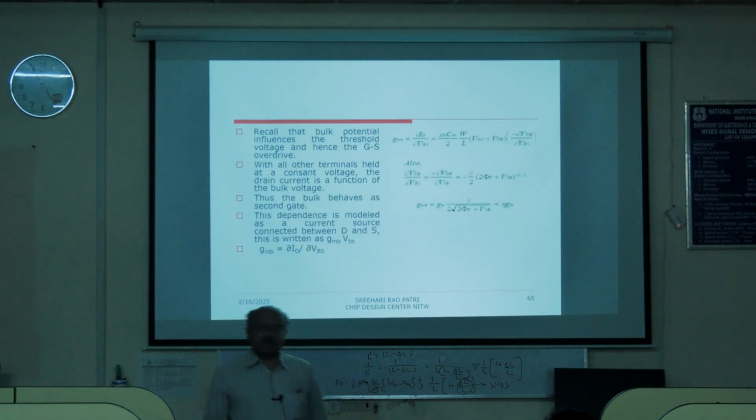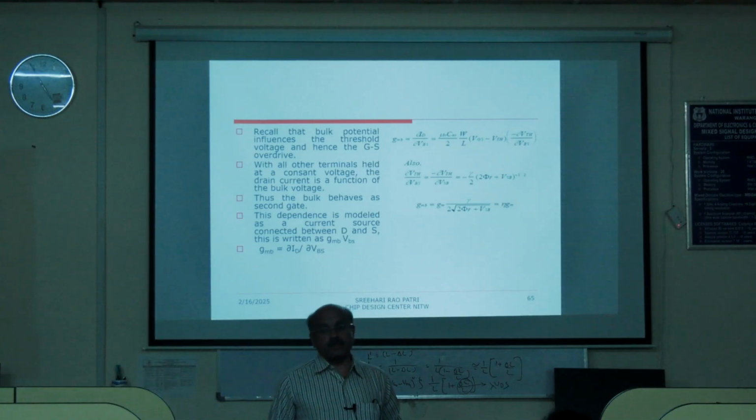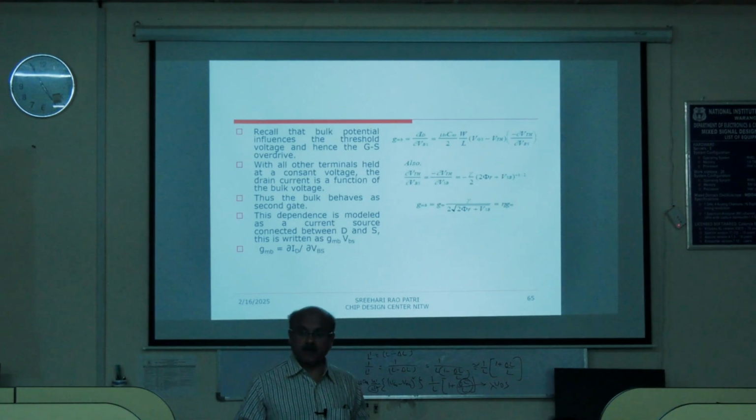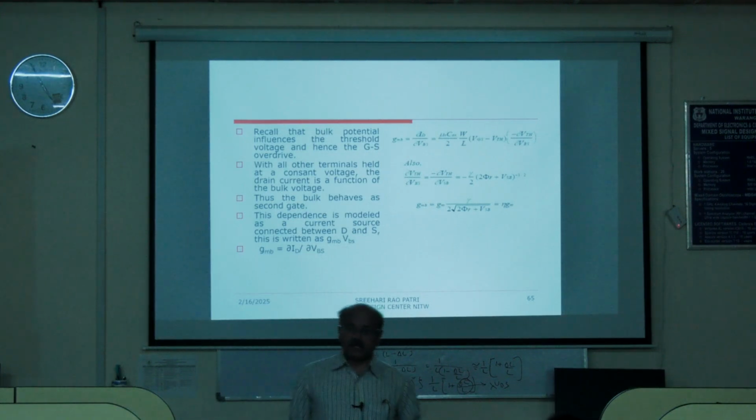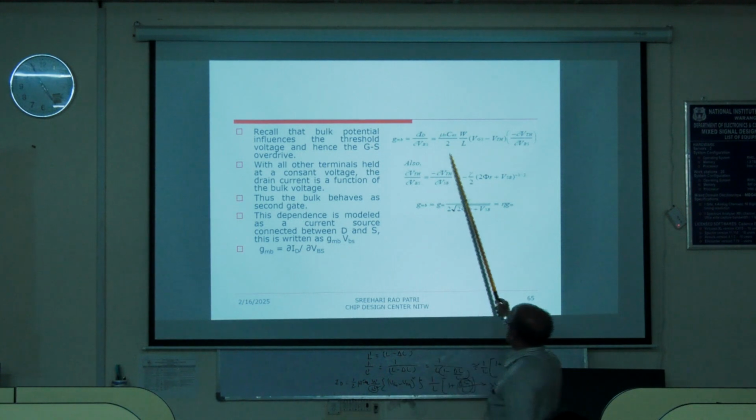In the other one, we ignored the bulk effect. So the current is also varying with respect to VBS. That is another voltage dependent current source, ∂ID/∂VBS. That also you have to take into account. Therefore, you have to just calculate ∂ID/∂VBS here.